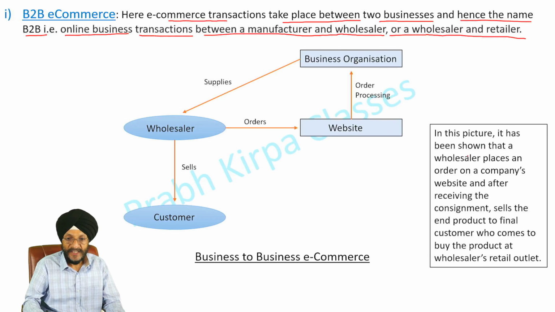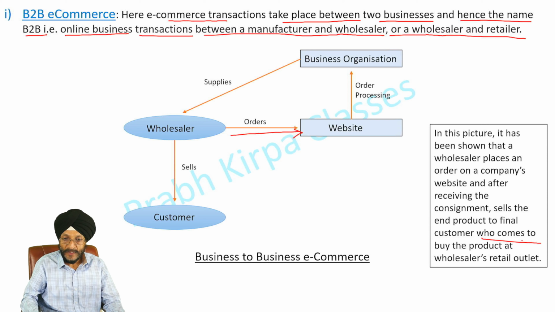In this picture, it has been shown that a wholesaler places an order on the company's website, and after receiving the consignment, the seller sells the product to the final consumer who comes to buy the product at wholesaler's retail outlet.